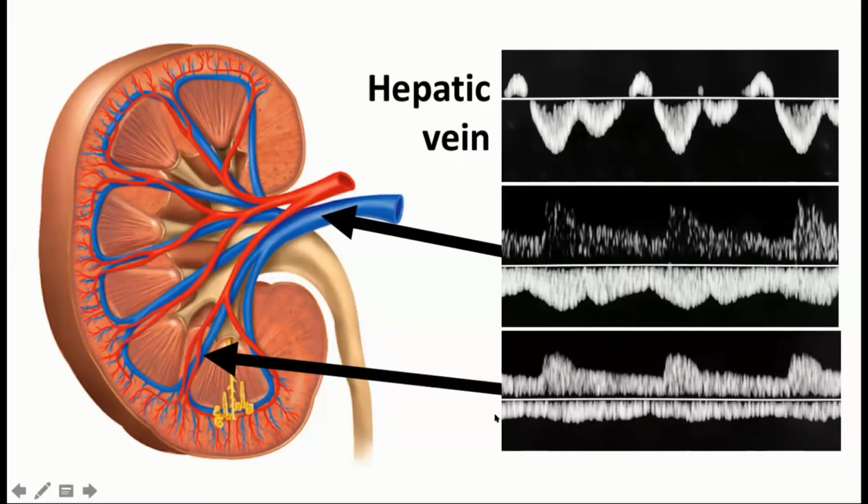So importantly, to understand renal Doppler, it is important to notice that both veins and arteries run parallel to each other.